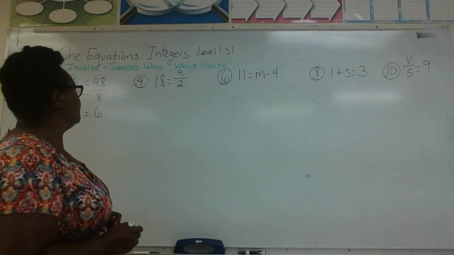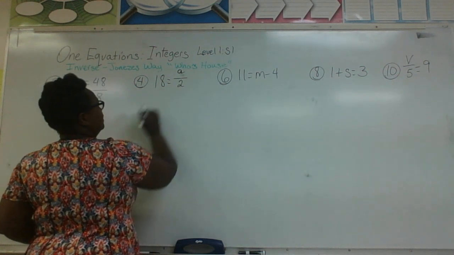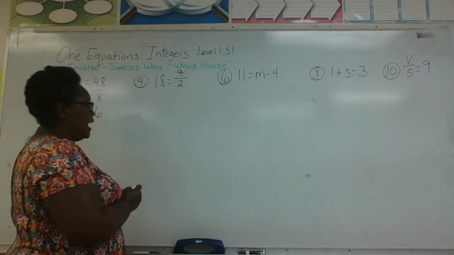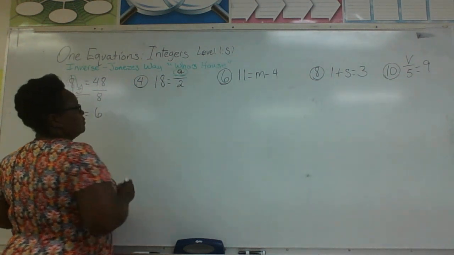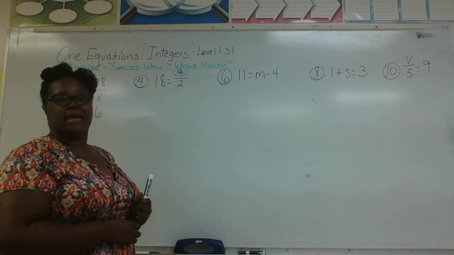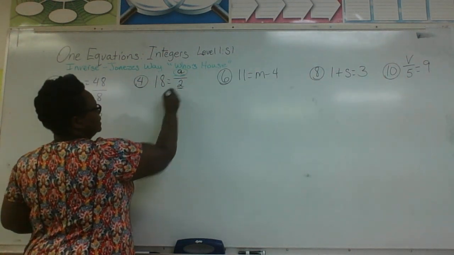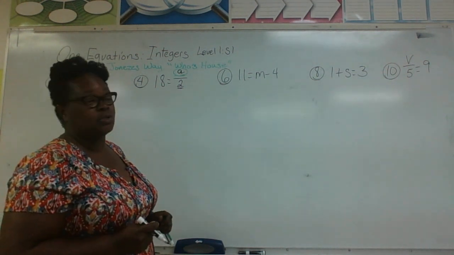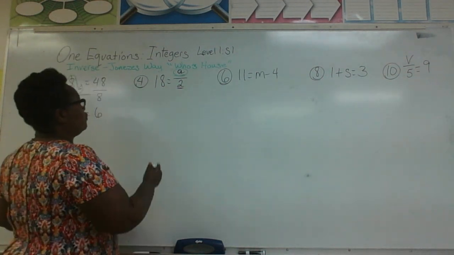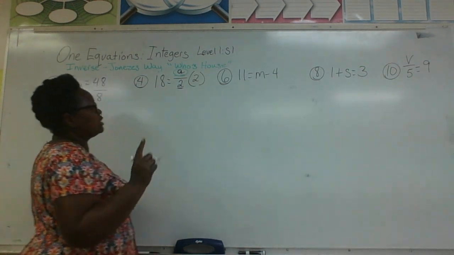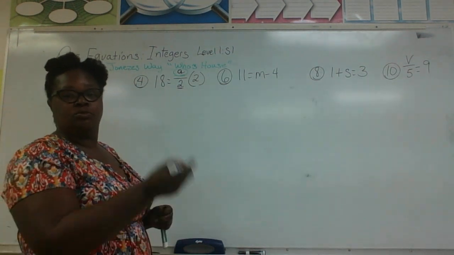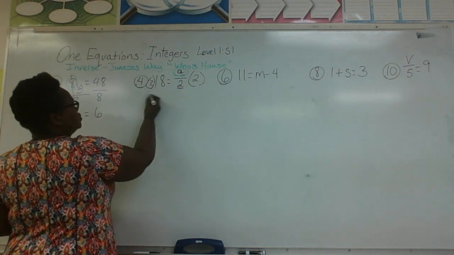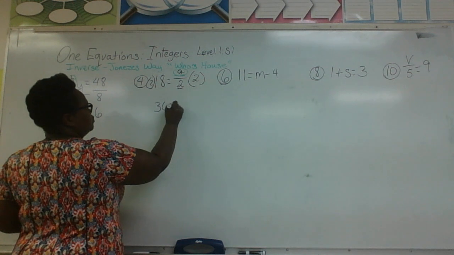Okay, let's look at number 4. We have 18 equals a divided by 2. The question, whose house? It is a's house, the variable a. So who's in a's house? The answer is 2. What is 2 doing in a's house? 2 is being divided. So we do the inverse of division, and therefore we multiply by 2 on both sides, remembering that what you do to one side, you must do to the other side of your equal sign. 2 times 18 will give you 36, which will be equal to a.